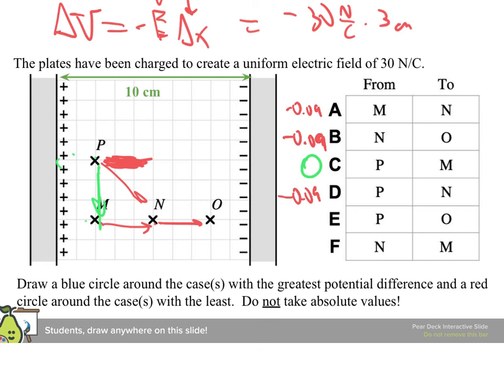And then going from P to O is the same as going from M to O, which would have been minus 0.18. And then going from N to M, I'm climbing the potential grid, so I get plus 0.09. So we can see clearly the largest one is this, and the smallest one is this.